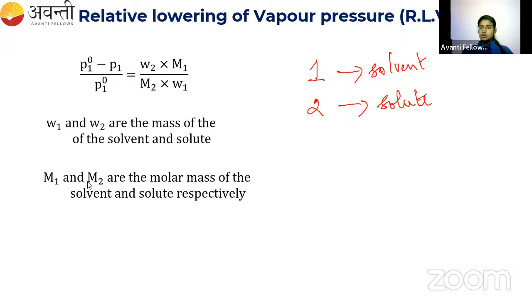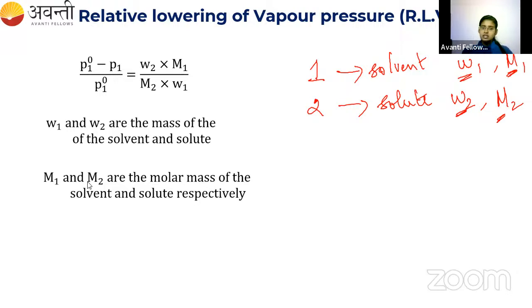Okay, so W1 means mass of the solvent. M1 means molar mass of the solvent. W2 means mass of the solute. M2 means molar mass of the solute. That's all, you don't have to get confused. 1 is solvent, 2 is solute. W means given mass. M means molar mass. Everything will be given to you in the question.